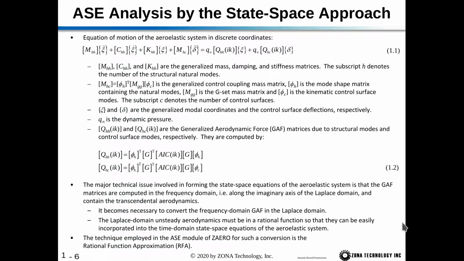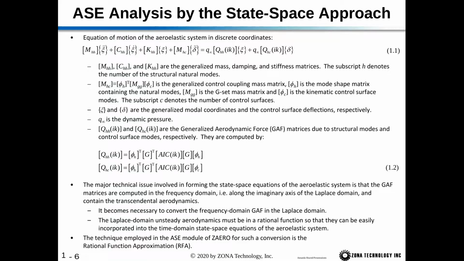The major technical issue involved in forming the state space equations of the aeroelastic system is that the GAF matrices are computed in the frequency domain, that is along the imaginary axis of the Laplace domain, and contain the transcendental aerodynamics. So it becomes necessary to convert the frequency domain GAFs into the Laplace domain. The Laplace domain unsteady aerodynamics must be in a rational function so that they can be easily incorporated into the time domain state space equations of the aeroelastic system.